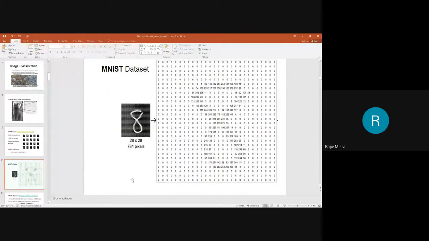This is a typical example of one such handwritten digit, let us say 8, which is represented in the form of a 28 by 28 size image, having 784 pixels. If you look inside the image, most of the pixels have the value 0. Wherever you see a white portion displaying the handwritten digit 8, only there are integer values, and the rest are all zeros.